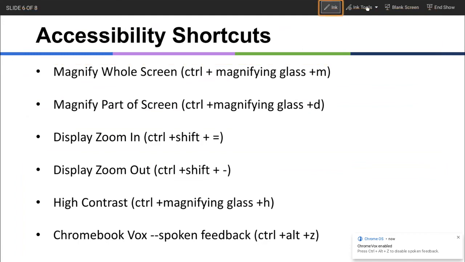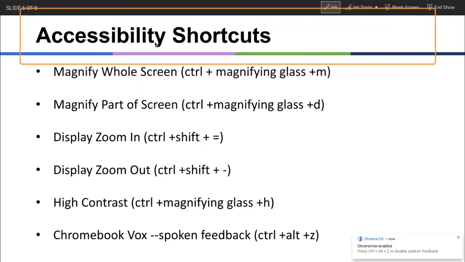Toggle button. Not pressed. Ink tools menuing tools. Blank screen. Title text box. Accessibility shortcuts. Edit text. Double tap to start.